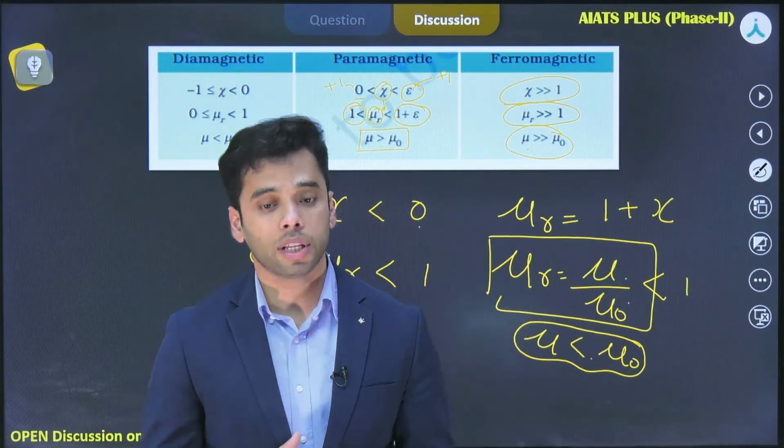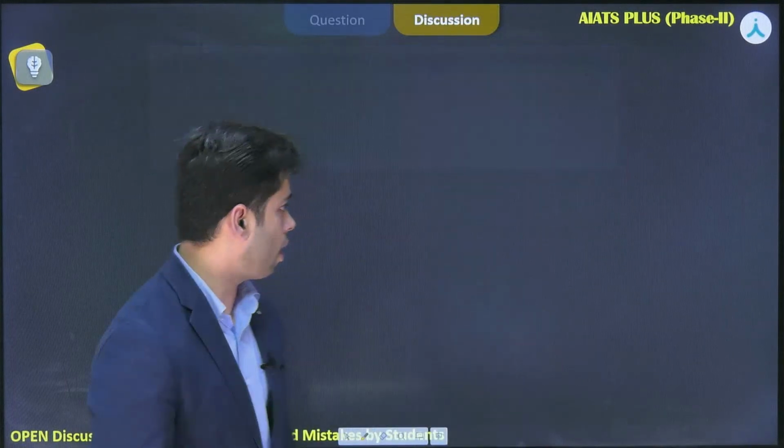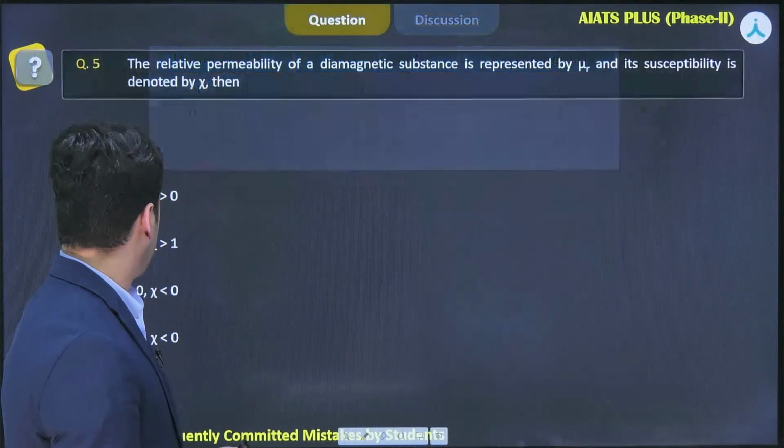Someone was commenting option 1 is the correct answer. No, option 1 is not a correct answer. Option 3 is the correct answer to this problem. And yes, we have got the correct answer as option 3.